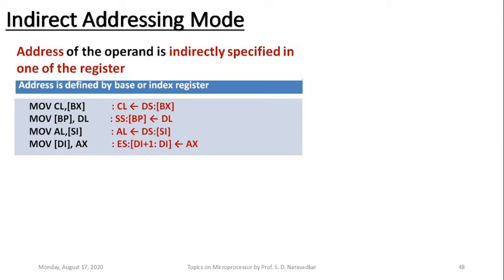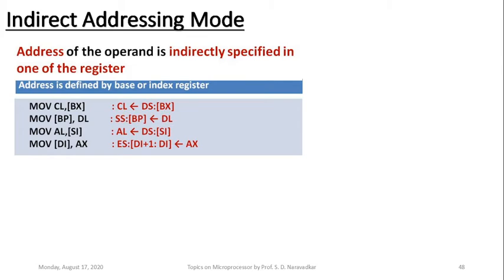And then the fourth example here, the last example here, MOV [DI], AX. Here the 16 bits of data will be moved into two offset locations here, DI and DI plus 1. And as we are aware, the destination index will define the offset within the extra segment here.